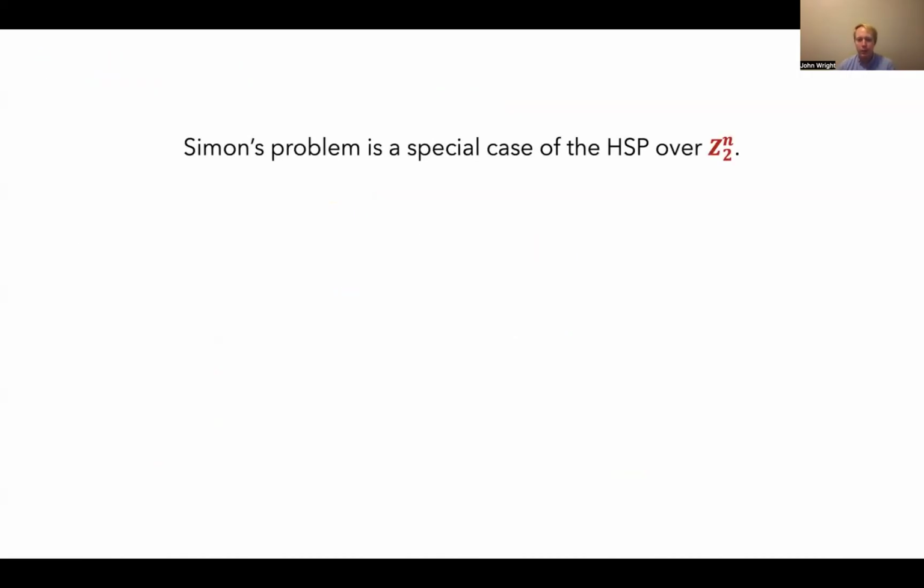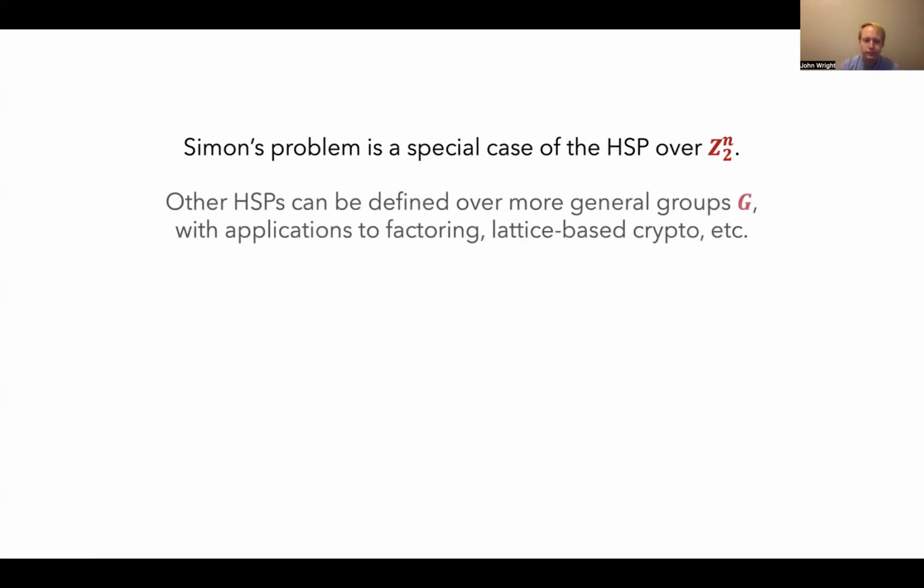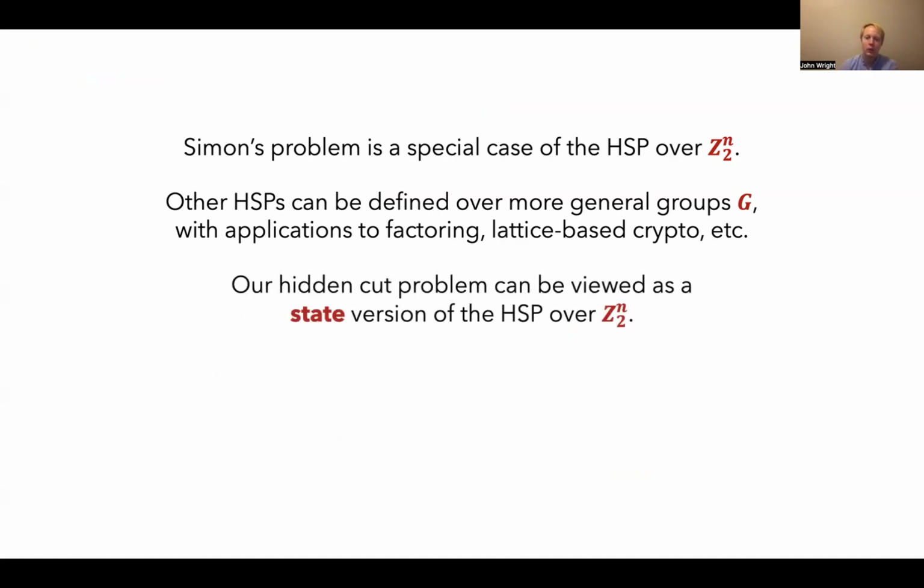Now, Simon's problem is a special case of the hidden subgroup problem over Z2 to the n. But as probably many of us know, other hidden subgroup problems can be defined over more general groups G. And these hidden subgroup problems wind up having applications to a lot of standard algorithms problems out there, like factoring, lattice-based crypto, graph isomorphism, and so on. And our hidden cut problem can be viewed as a state version of the hidden subgroup problem over Z2 to the n.